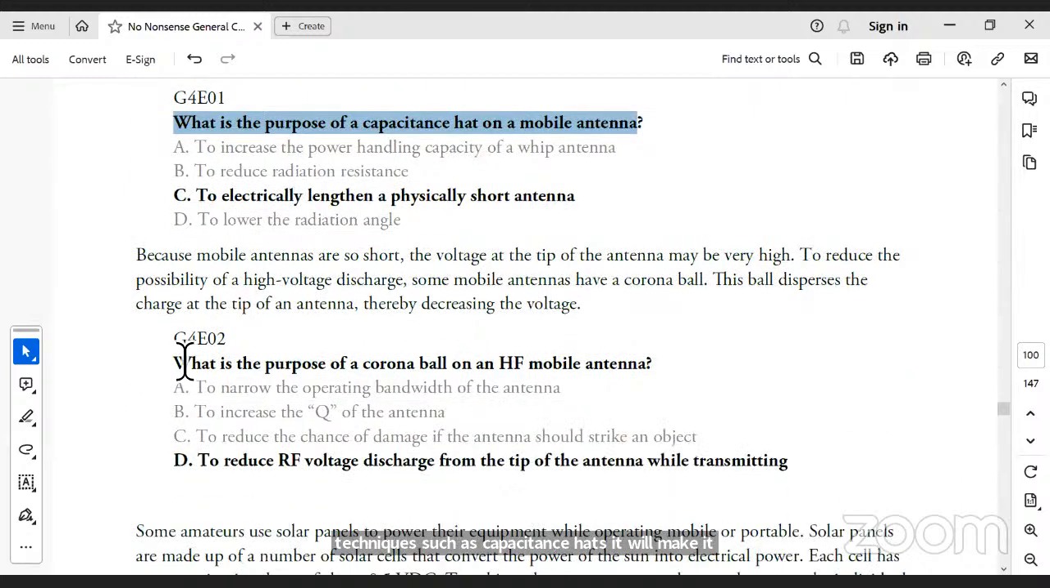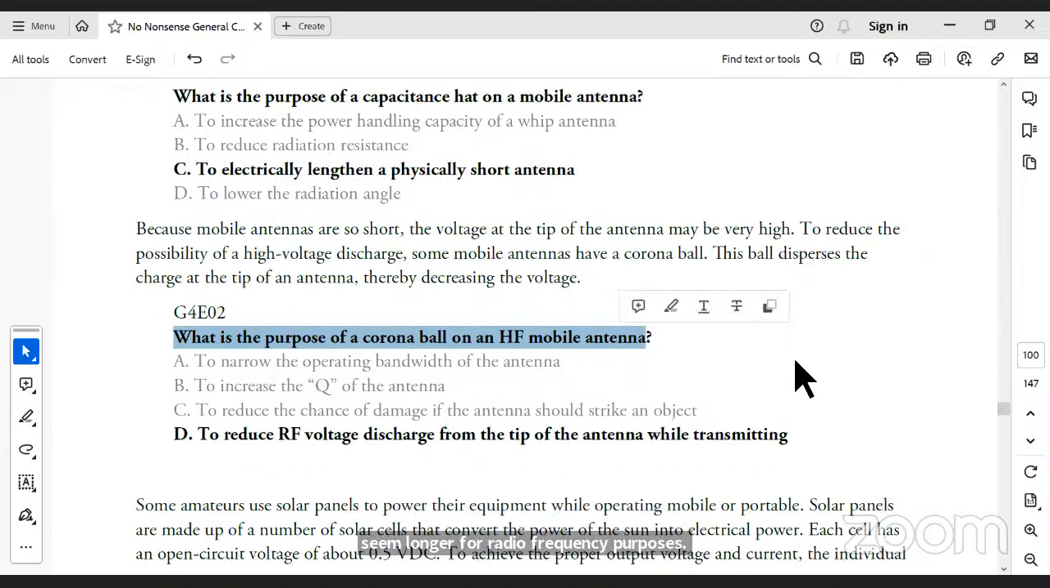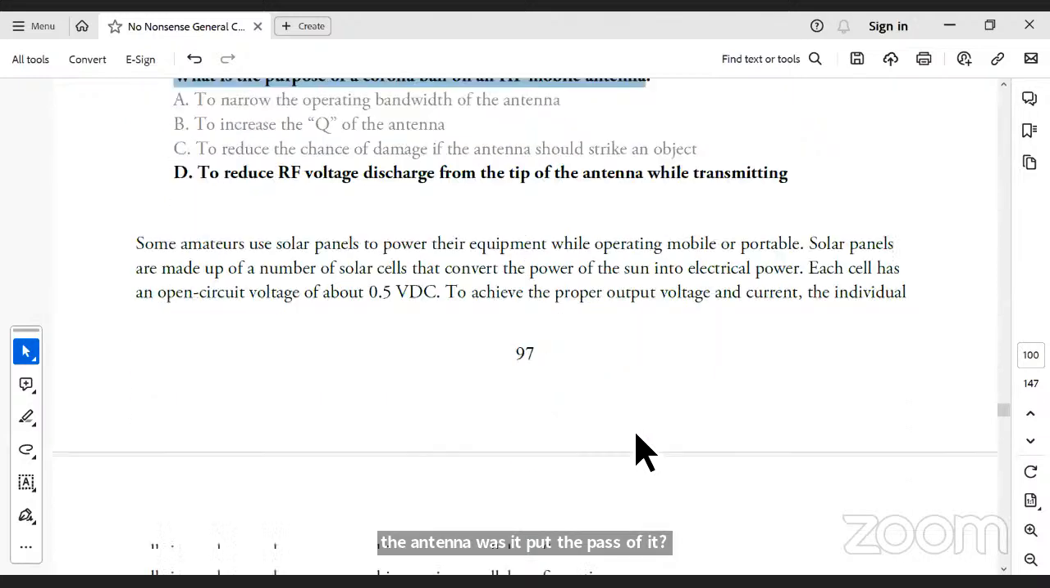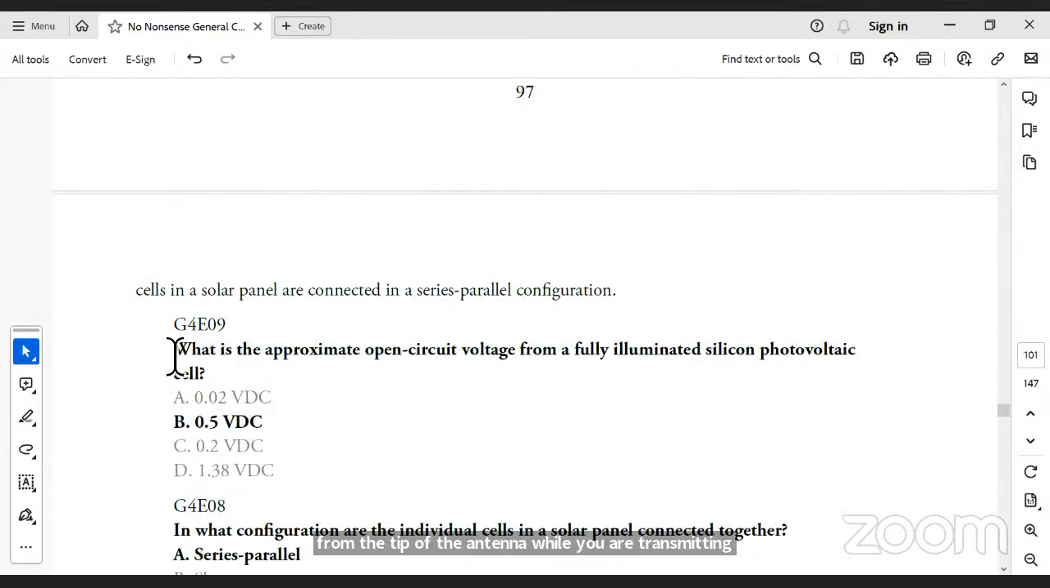Next question, what is the purpose of a corona ball on an HF mobile antenna? We also showed what that looked like at the tip of the antenna. What's the purpose of it? It is to reduce the RF, or radio frequency, voltage discharge from the tip of the antenna while you are transmitting. Okay, a couple more questions in the question pool.